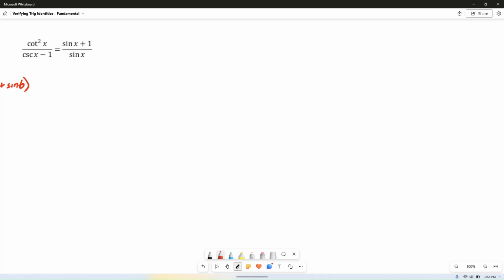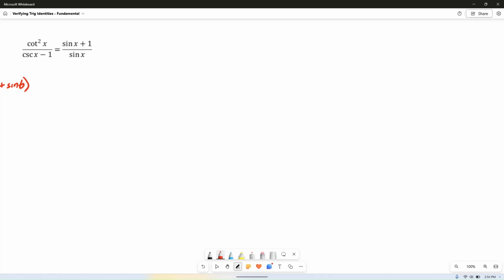Right now, there's no like terms. There's no common denominators we can use. There's not a whole lot that we can do in terms of algebra. If we think about identities, do we have a way to rewrite cotangent in terms of cosecant, or maybe cotangent or cosecant in terms of sines and cosines? And yes to all of those. There are different ways that we can do that.